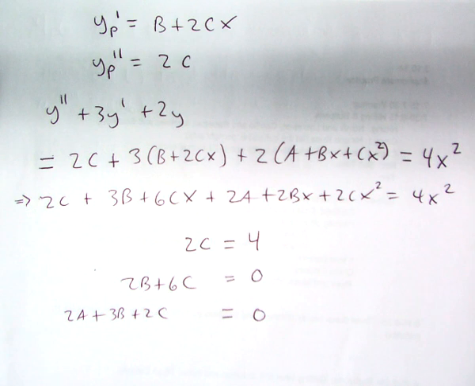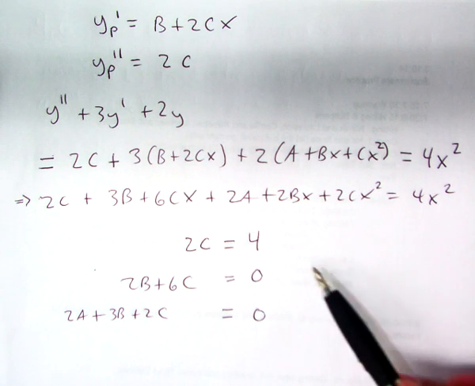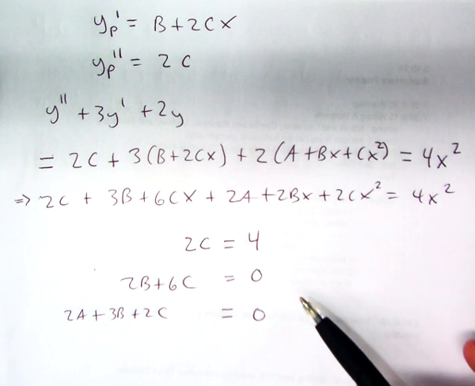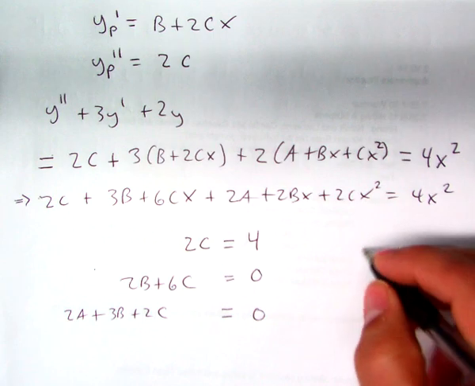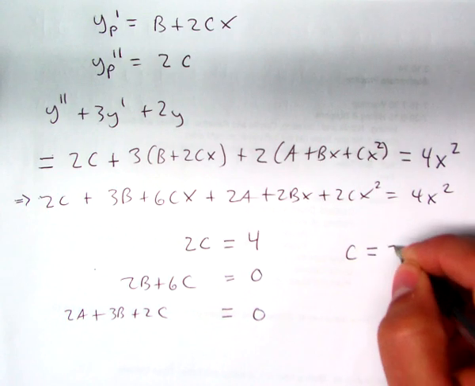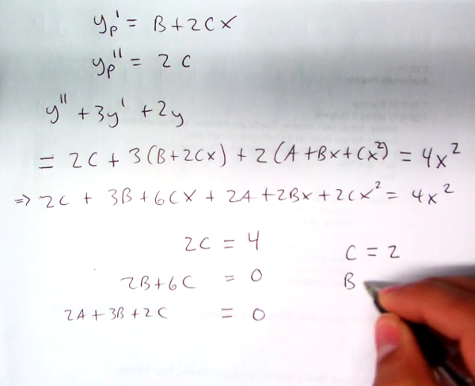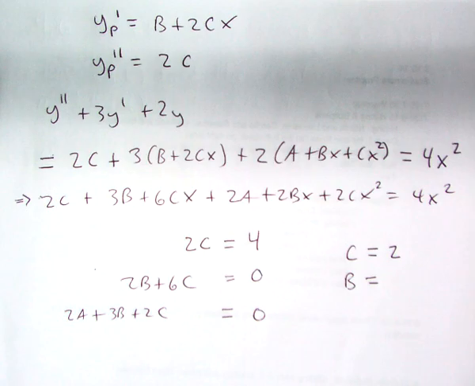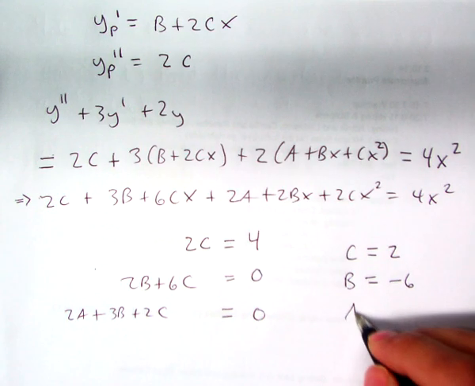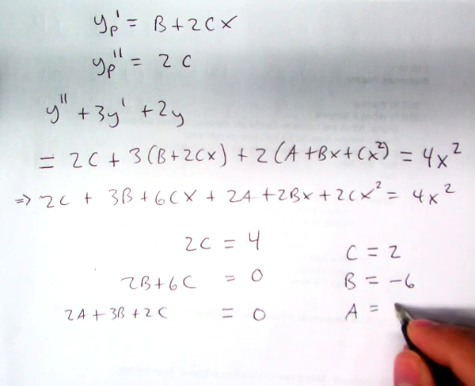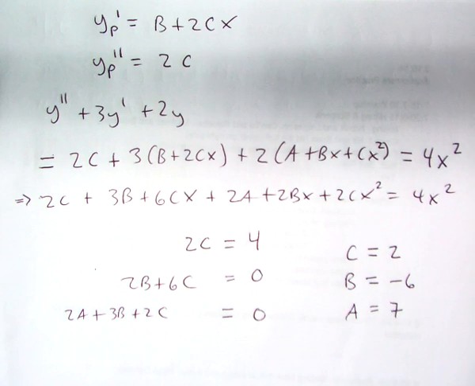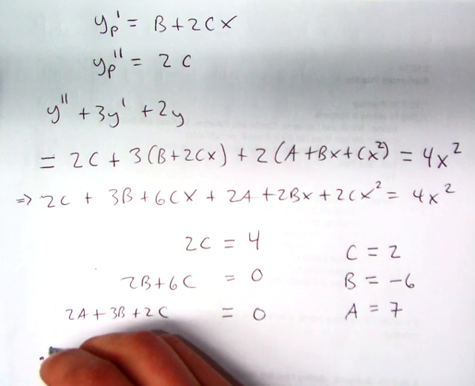And now we have a 3 by 3 system, although not a hard one, where we can actually determine what these coefficients are. So c would have to be 2, and then we can find b rather easily. What would b be? Negative 6. Plug these into b and c here. You get 7 for A. And we're done. So here's a solution.